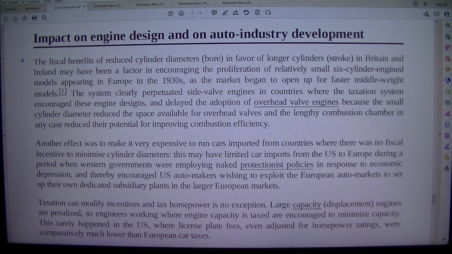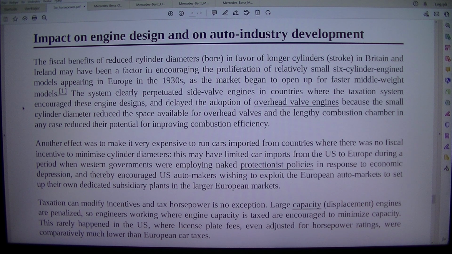Impact on engine design and on auto industry development. The fiscal benefits of reduced cylinder diameters, bore, in favor of longer cylinders, stroke, in Britain and Ireland may have been a factor in encouraging the proliferation of relatively small six-cylinder engined models appearing in Europe in the 1930s, as the market began to open up for faster middleweight models.